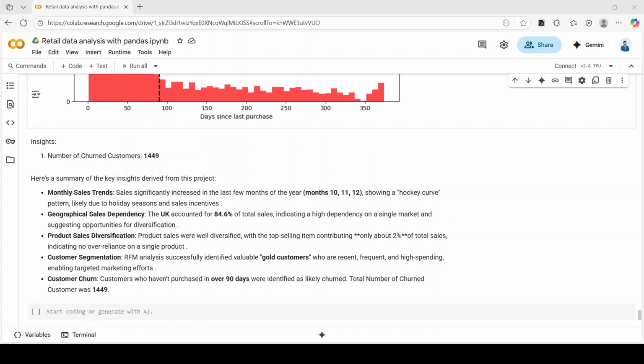So that's where our project ends. This project showcases a complete data analysis pipeline, from data cleaning and feature engineering to insightful data visualizations and customer analytics, all optimized for large datasets.